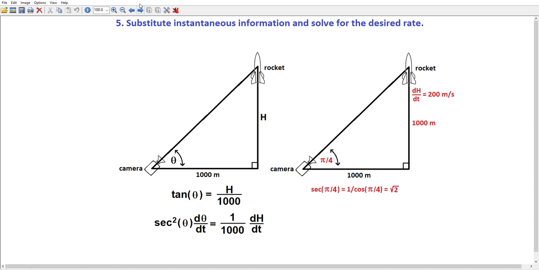Now plugging into the related rates equation, we get the square root of 2 squared times d theta/dt is 1/1,000 times 200. And solving for d theta/dt, we finally obtain that d theta/dt is 1/10 radian per second.